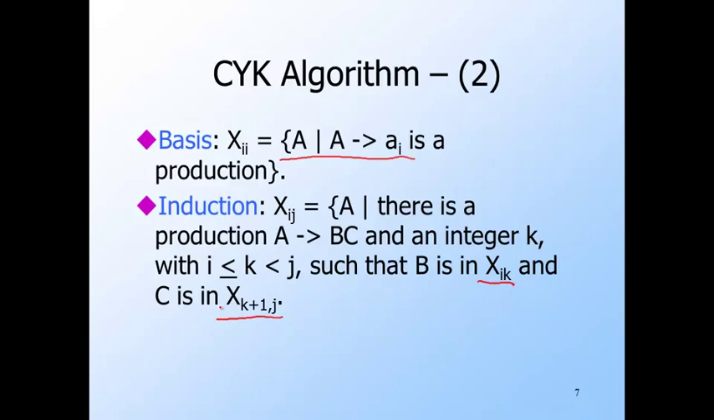In order for a variable A to derive a_i through a_j, there must be some production, say A goes to BC, where B derives a_i to a_k, and C derives the rest. That is, for each k between i and j minus 1, we look for some B in X sub ik and some C in X sub k+1,j such that BC is the body of an A production. If for any k, B, and C we find such a production, we add A to X sub ij.